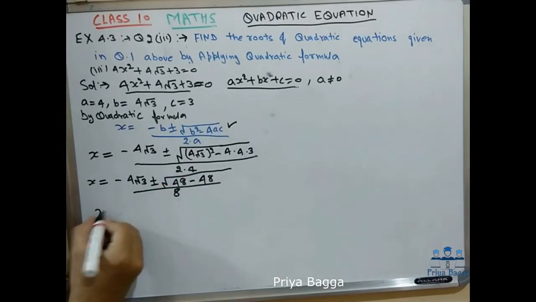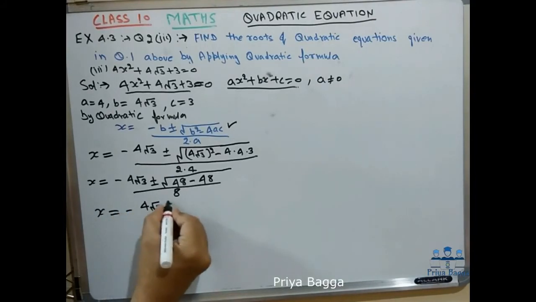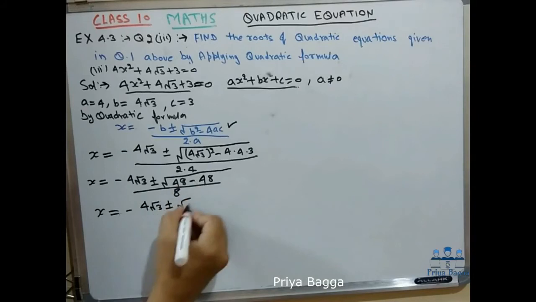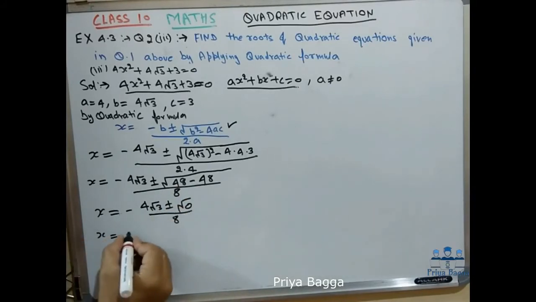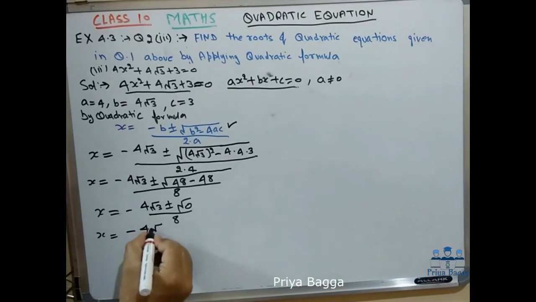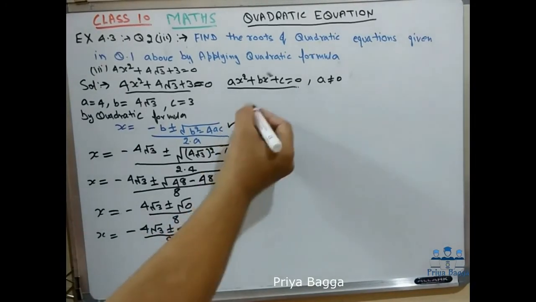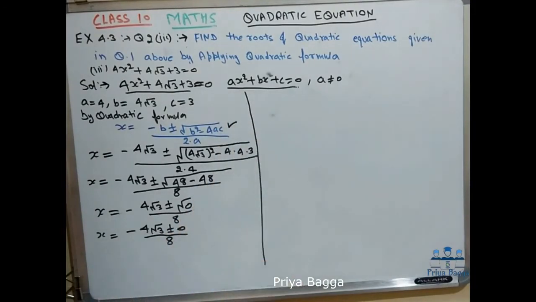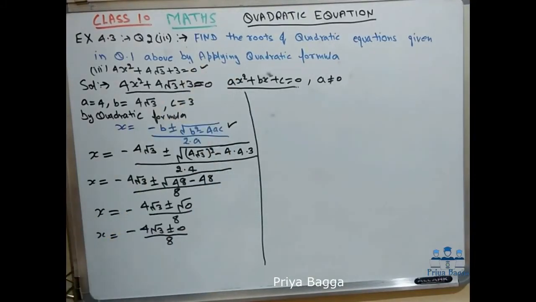So from here, x is equal to minus 4 square root 3 plus minus square root of 48 minus 48, which will be 0, divided by 8. So x will be minus 4 square root of 3 plus minus 0, over 8, because the square root of 0 is 0. It means that we have two values of x which are actually the same. So this equation has two equal roots.